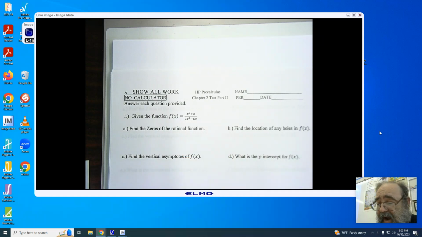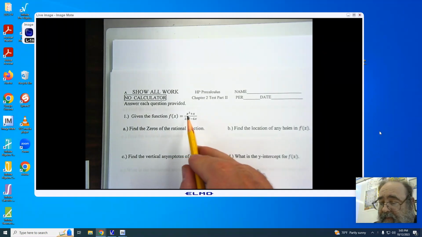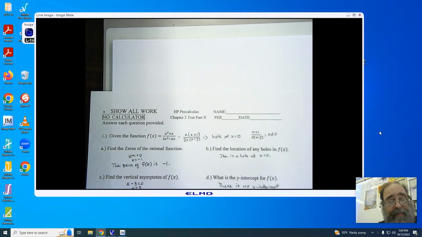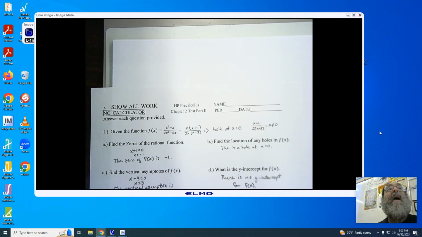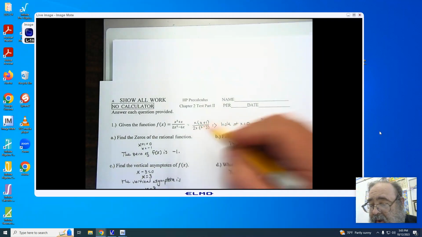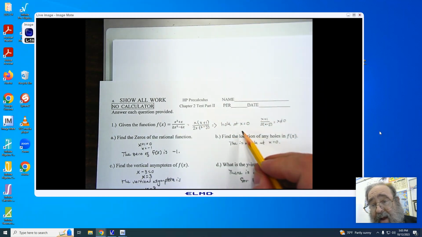So when we factor it, we're just going to go ahead and factor out the x from the numerator, 2x from the denominator. You notice I have that right here. And because they share x in both the numerator and the denominator, we know we have a hole at x equals 0.